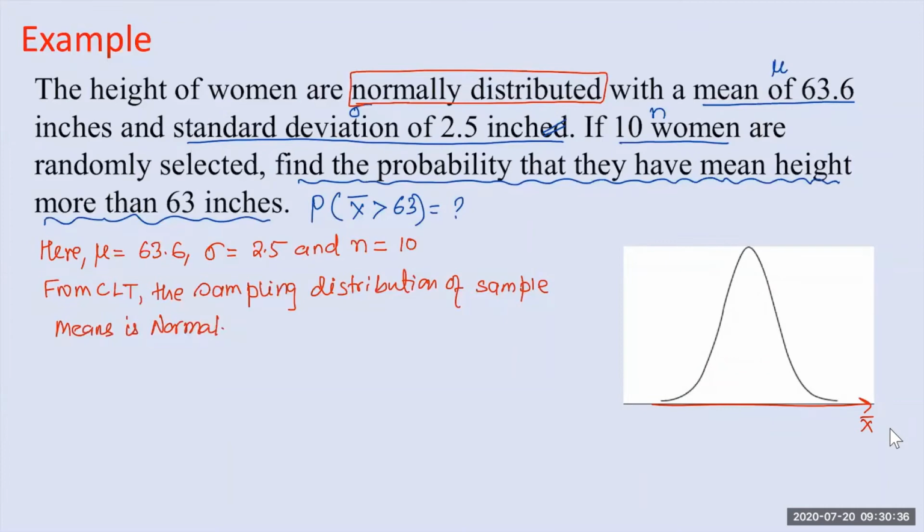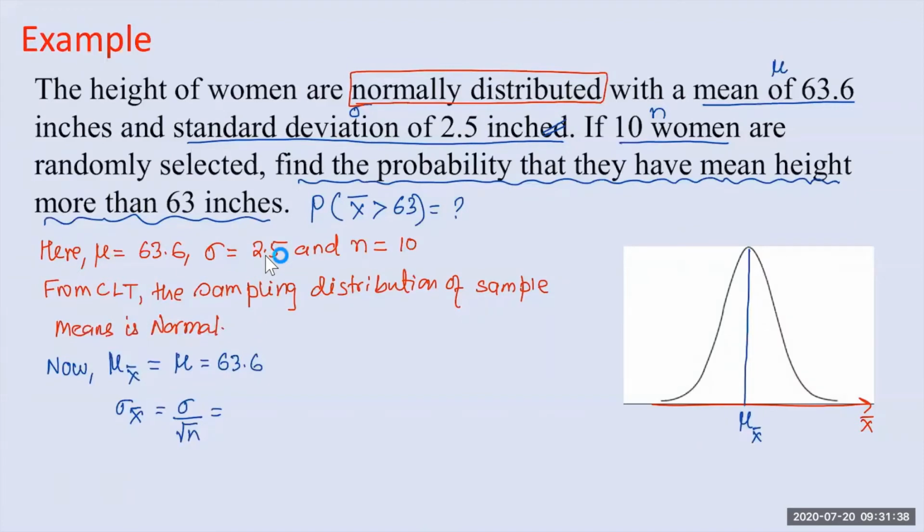Now, once we have the normally distributed random variable x bar here, we need the mean in the middle. This is the mean of the sampling distribution, which we write as mu sub x bar. The mean of the sampling distribution is equal to the population mean, and the population mean is 63.6. Also, for this distribution, which is normal, we need the standard deviation. The standard deviation of the sampling distribution, written as sigma sub x bar, is equal to the population standard deviation divided by the square root of n. Population standard deviation is 2.5.